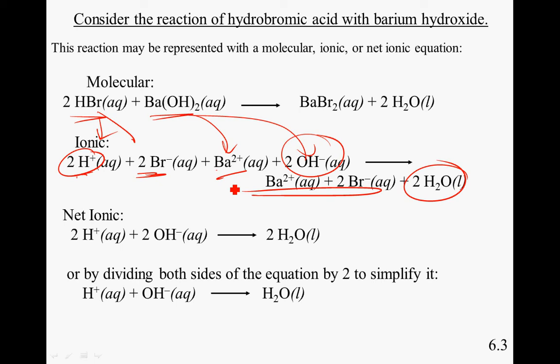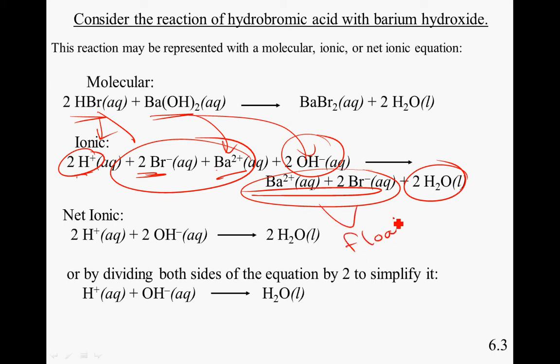The net ionic equation that you're seeing at the bottom here is if we took the barium and bromine out of the equation, because in reality these are just floating around. They were floating around at the beginning and they're floating around at the end. So they don't really do anything. It's really the hydrogen and the OH that are doing stuff.